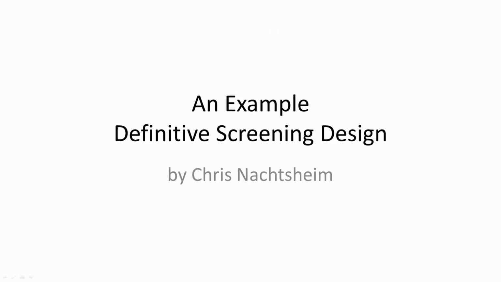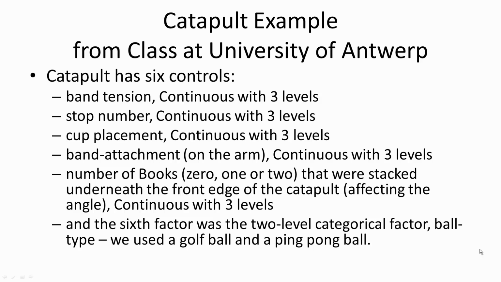Now let's take a look at an example of a definitive screening design that Chris did and was published in a JUMP journal. It's a catapult example, typical of what 3M does with their training of people using design experiments. In this particular case, the catapult has 6 controls: band tension, which is continuous, and they use 3 levels.